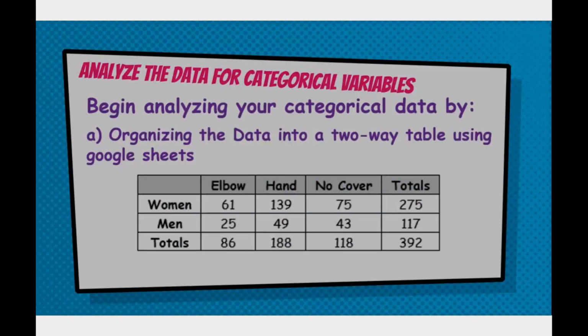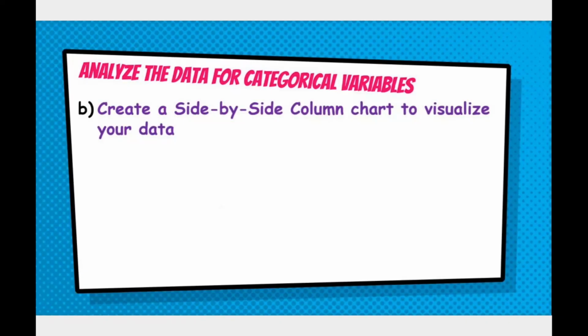Something like this. So you'll have a big long list of something, and then you'll say, okay, how many women sneezed using their elbow? There's 61. We're counting up all of these different things. And then we're going to put our totals in those as well. So getting this into a two-way table.